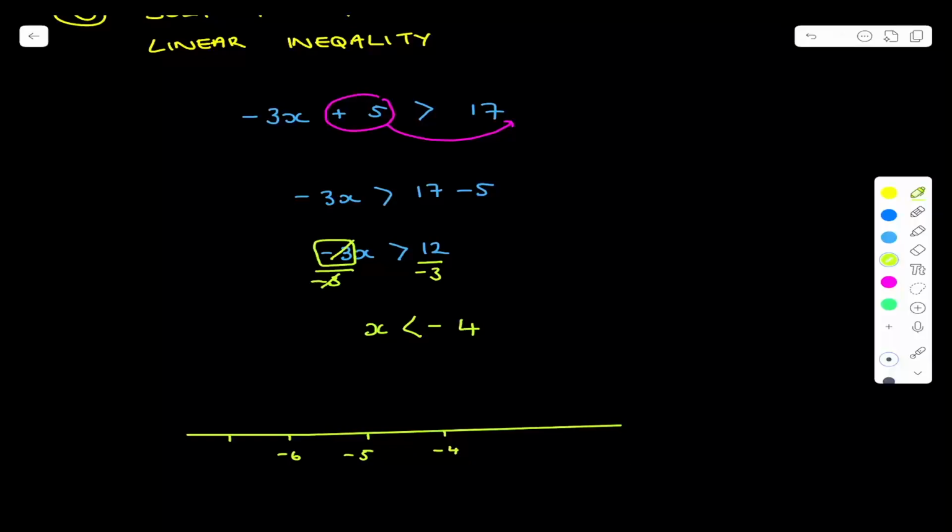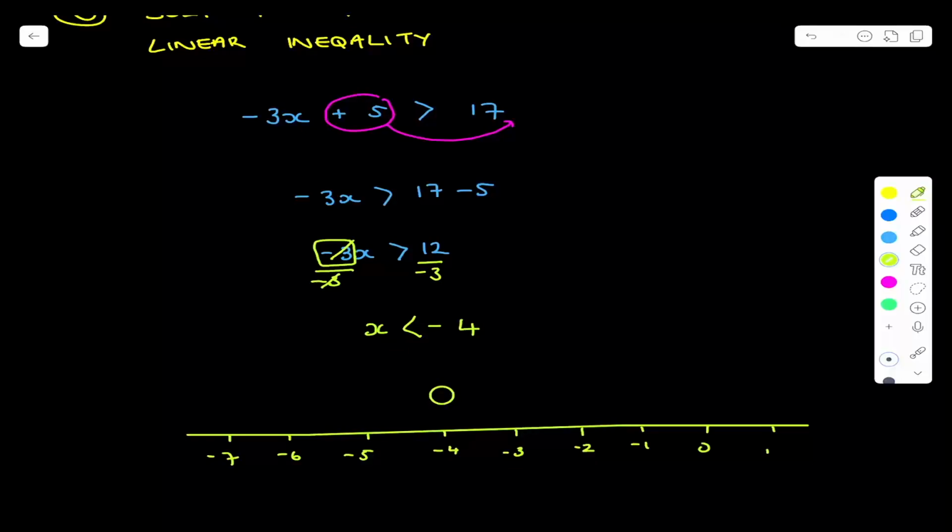-6 is over here, and -7. That would be -3, -2, -1, 0, 1, 2, 3, and so on. So x is less than -4. So you put a circle at -4.